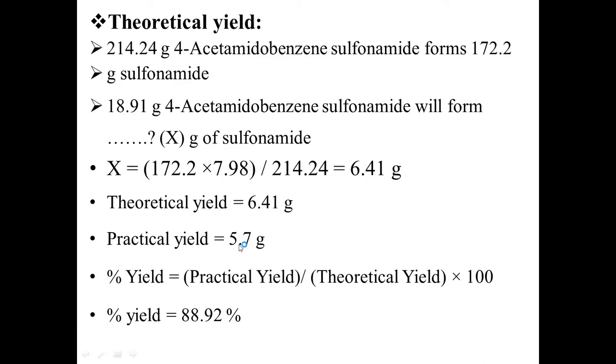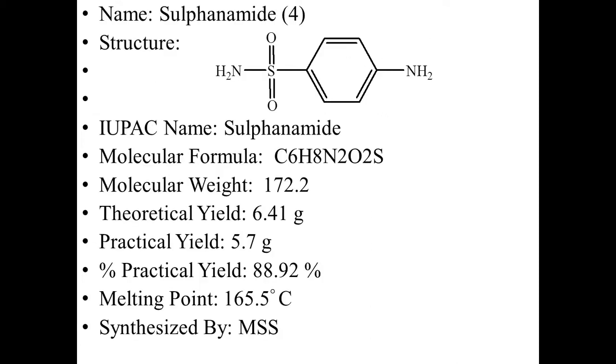This is the practical yield. After complete drying under vacuum, we got a fine solid powder of sulfanilamide, 5.7 gram. Now the reaction has a percent yield of 88.92%. These are the results of the synthesis of sulfanilamide.